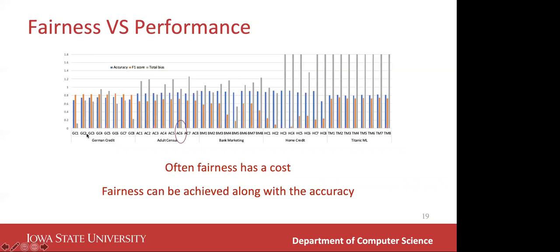Also, in most of the cases, we have seen that fairness has a cost. Whenever a model is becoming fair, it is losing some performance, like accuracy. But in some cases, some models are fair as well as retaining their accuracy. Like AC6, between all the adult census models, has lower bias than most of the other models, but it also has more accuracy than most of the other models. So next I'm going to talk about some of this.